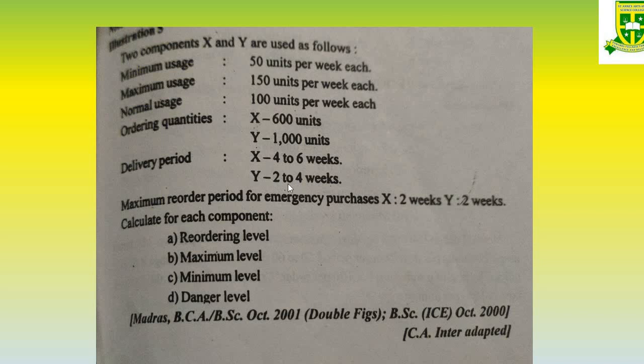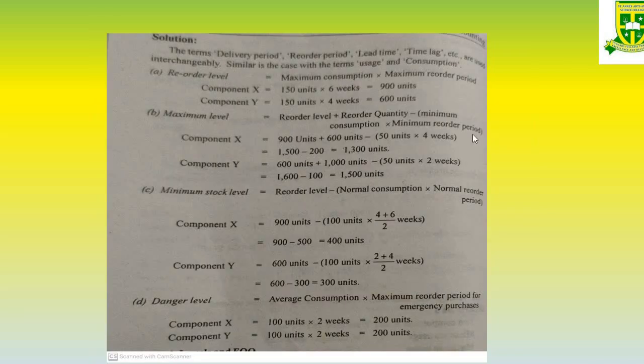For Y, the delivery period average will be 2 plus 4 divided by 2, which is 3. So if it is not given, you can find out the normal period this way. As I said, normal consumption is 100 units into the normal reorder period, 4 plus 6 divided by 2, which is 5 weeks. So 100 into 5 is 500. Then 900 minus 500 gives 400.